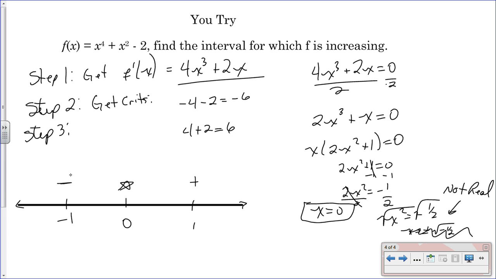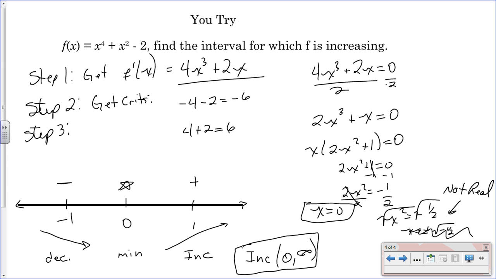All right, so since it goes from negative to positive, we know 0 is a min, and we know that since these are negative, it is decreasing on this side, and since this is positive, we know it is increasing on this side. So our interval for increasing is going to be 0 to positive infinity. And this is actually the answer to the question that was asked, because it says find the interval for which f is increasing. The interval for which f is increasing is 0 to positive infinity. Okay, and 0 was a min.